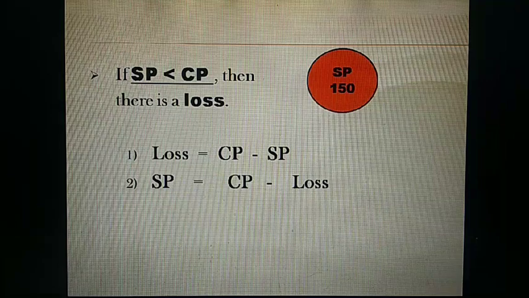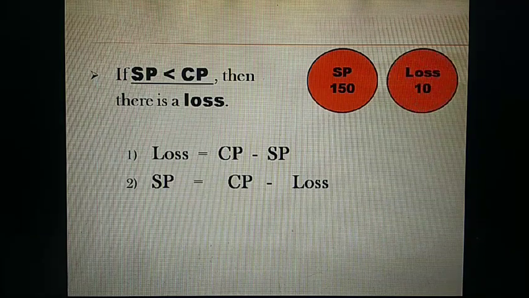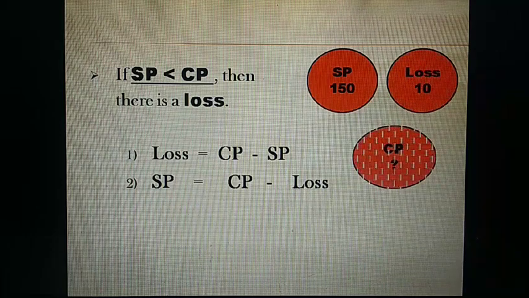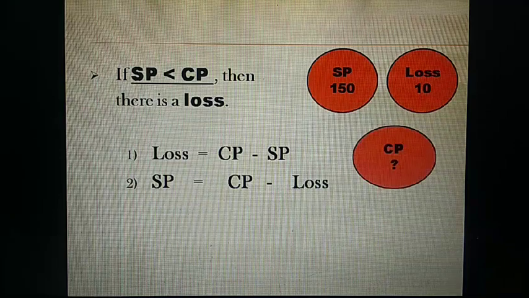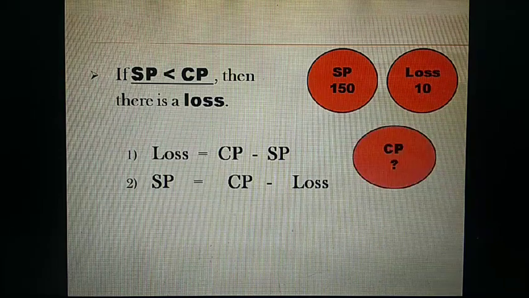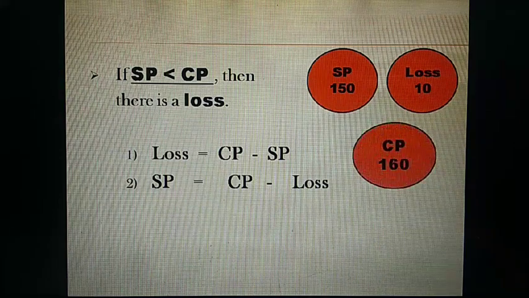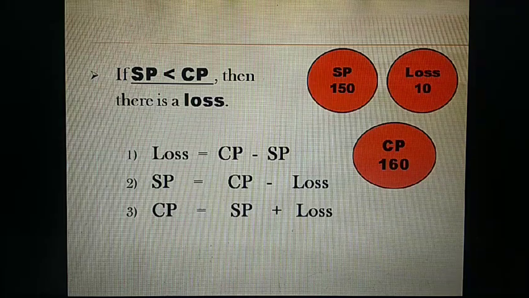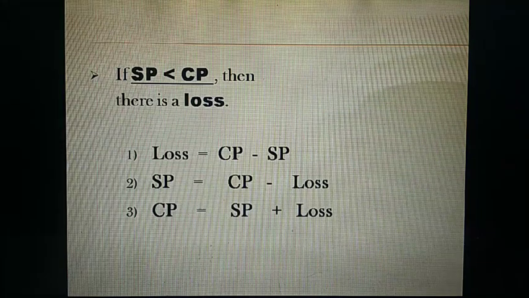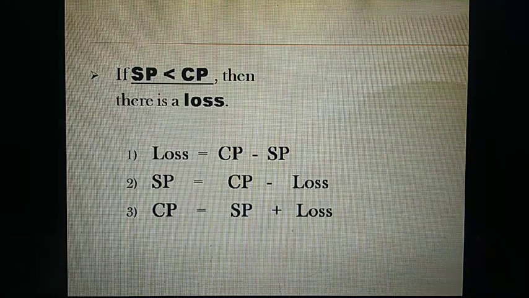Next, consider SP is given to you and loss is given to you. We are supposed to find CP here. How will you find this? As it's a loss, so CP will be 160, which you can get by adding SP and loss. So these are the formulas in the condition of loss.